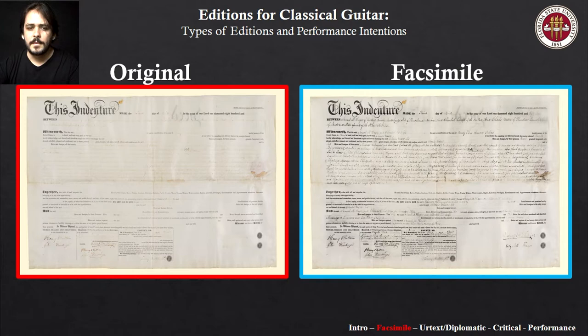This is an example of an original document where the faded ink was made clearer using ultraviolet light. Information that wasn't visible to the naked eye on the original became visible. And important historical information can be rescued through this process.